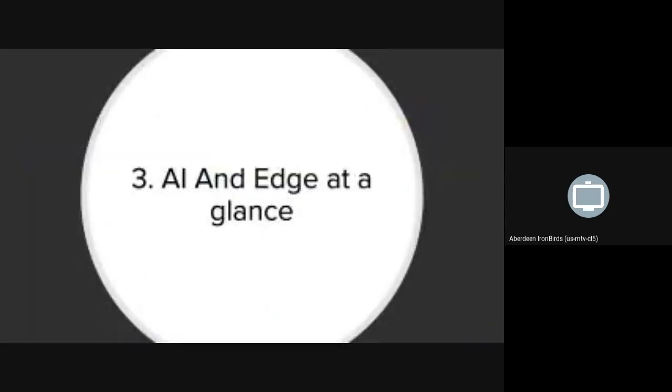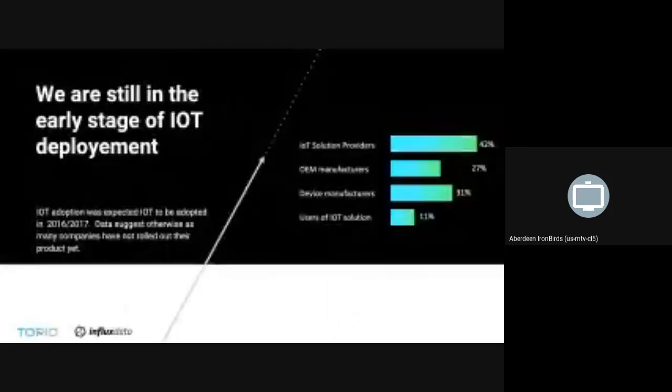And so now, if we look at the other side, which is where is AI on edge? This is the first results of the survey we did with Influx Data, and it's validated completely by the one video. We are very early. We are very, very early. People thought that IoT was happening in 2016, 2017. We are not even close.